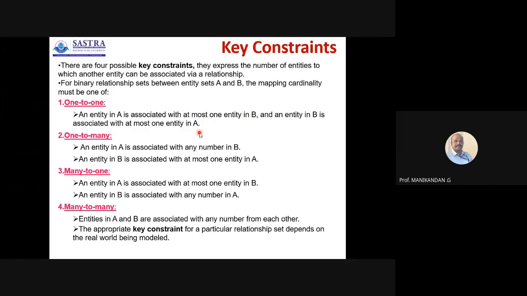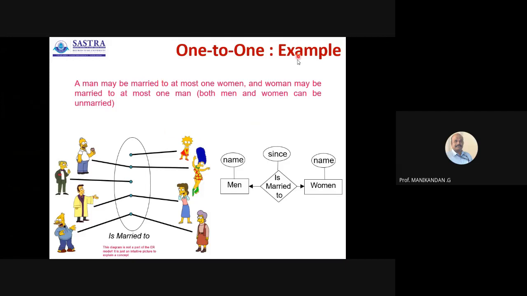I will give you one example, a practical example. A man may be married to at most one woman, and a woman may be married to at most one man. What is the other possibility? Both men and women can be unmarried. What you have to infer is, this diagram is not part of any ER diagram. It is used to explain the concept.